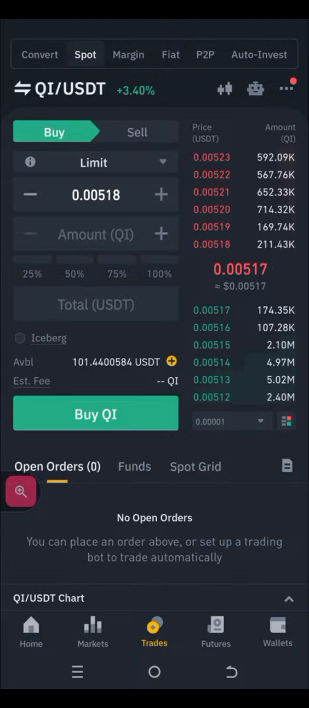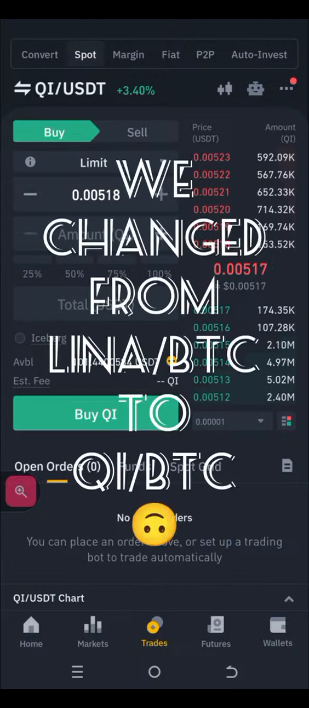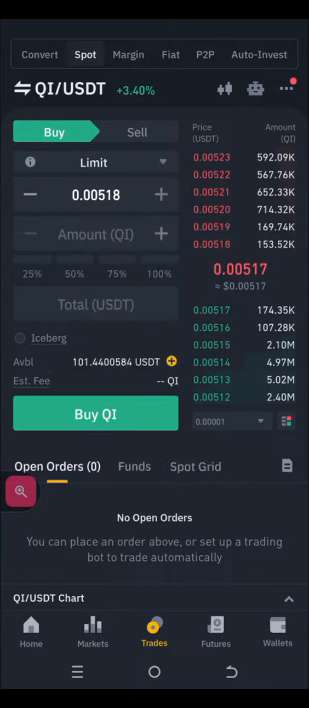that happened, and we had to change from QI BTC. Remember, go all the way, change to QI BTC, and then now sell for profit in QI USDT. So it took a long journey, right? It took a long roundabout journey, but eventually we arrived at profit.